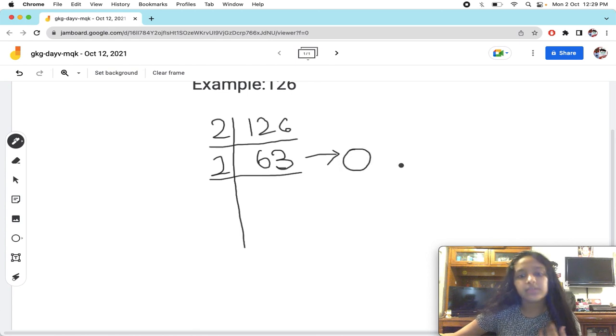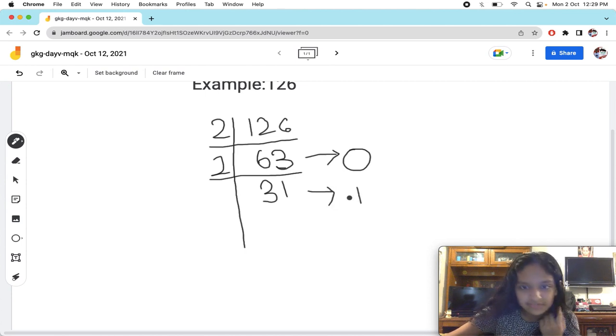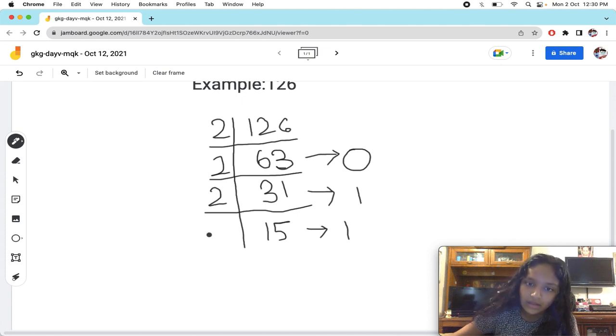You will find this very handy when we go ahead. Okay, 0. Then when we are dividing 63, we get 31 with the remainder of 1. Really sorry about it being a bit messy, but hope you are able to understand. You can also be seeing your book side by side. So 1 and 1 down, and 5, 15 with remainder 1. Now again 2. We have to keep on dividing it until we get 1.